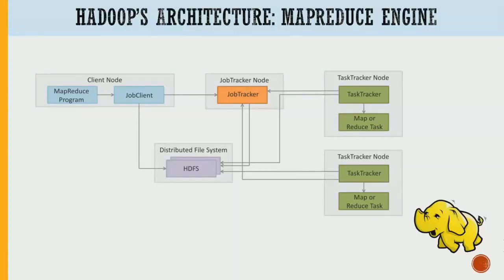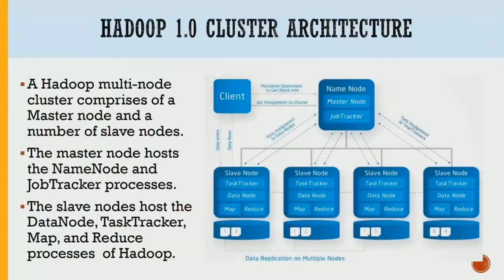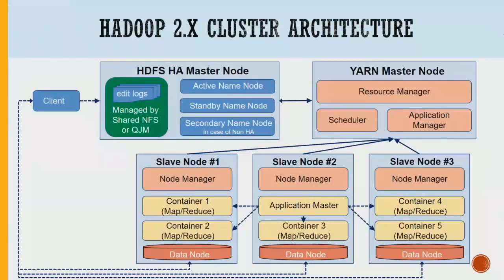So this was Hadoop 1.0. As I said, now we have Hadoop 2.0 as well. And as you see here, what's the difference in this one as compared to this one? What's the difference you see in terms of architecture of Hadoop 1 and Hadoop 2? What are the new things you see in this picture?